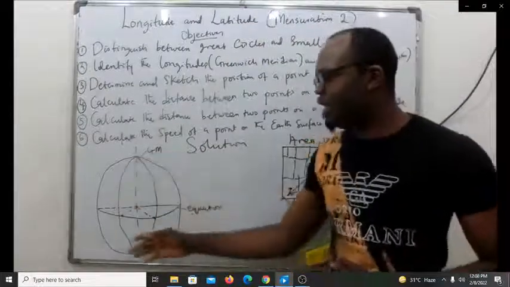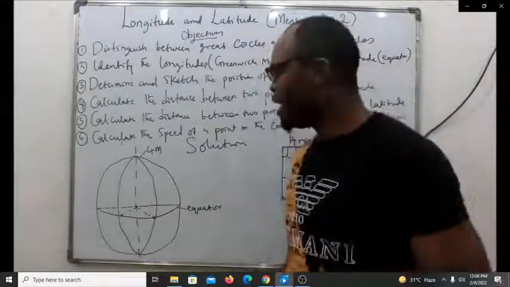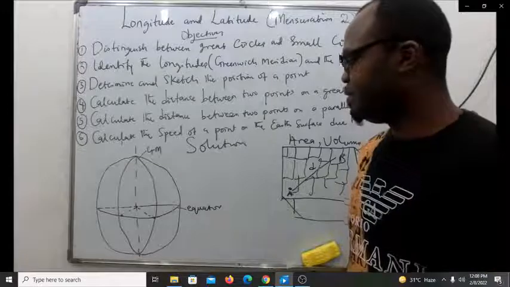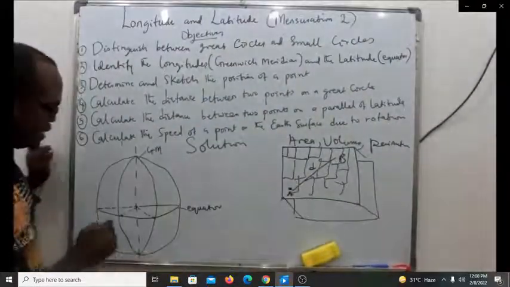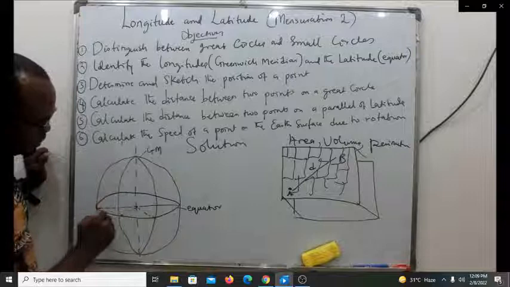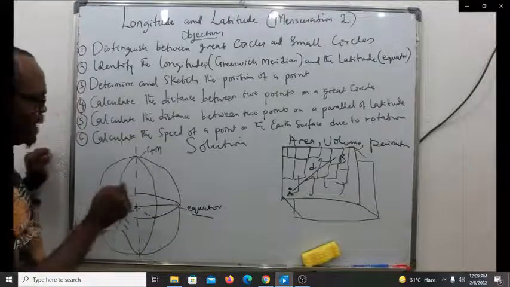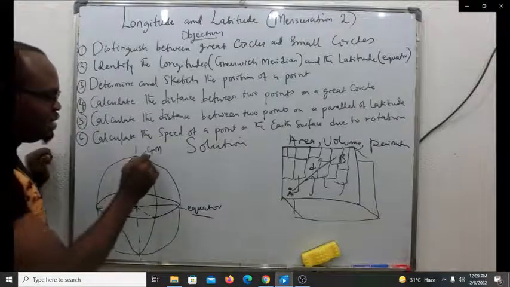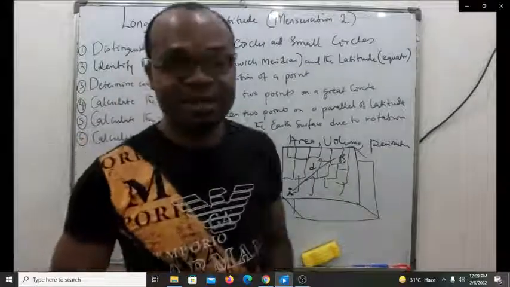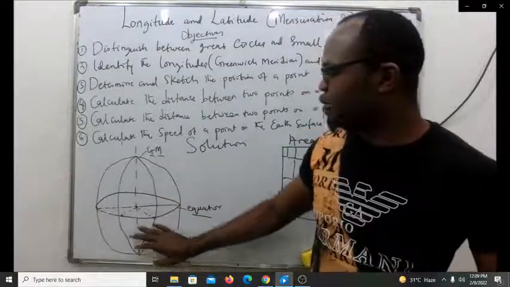Now, looking at the shape of the Earth as a spherical object, it is very important that we identify some important points on the Earth. So, now when you look at the Earth, that very circle at the middle of the Earth, the horizontal circle, is known as the equator, whereas the vertical circle is known as the Greenwich Meridian. So these two are very important, and they are known as great circles, because if you cut the Earth through this very circle, you're going to find two equal parts.